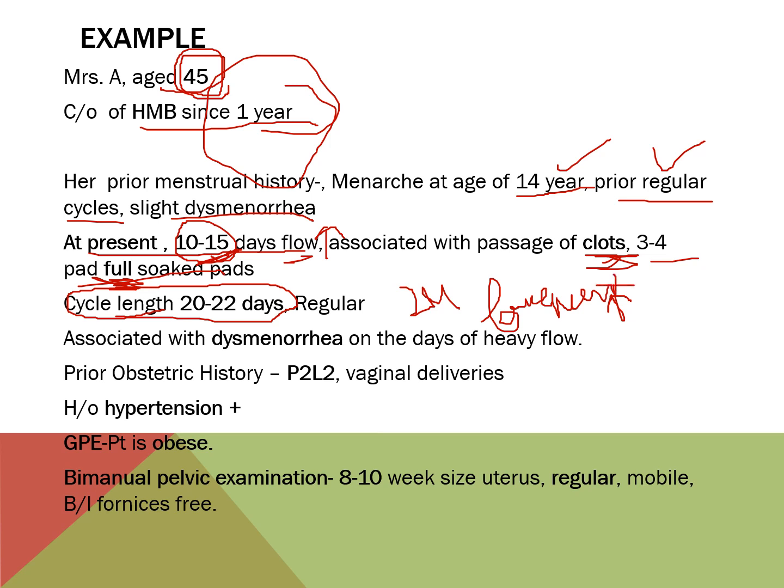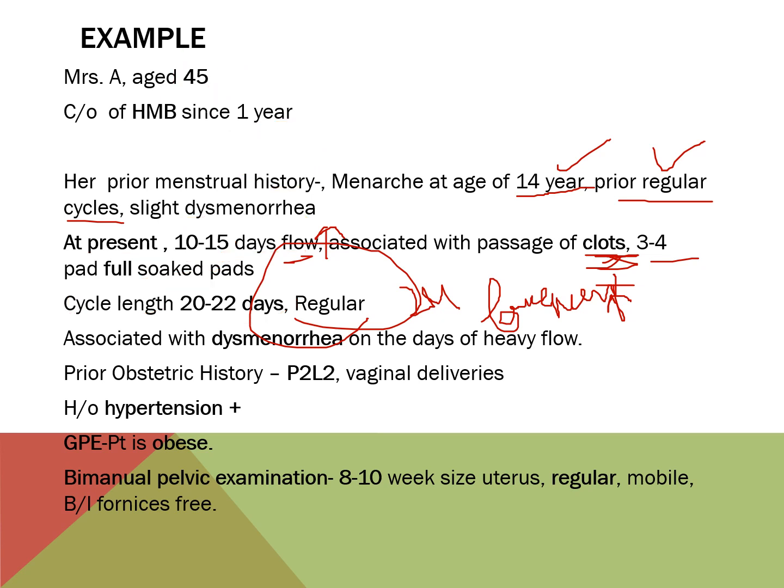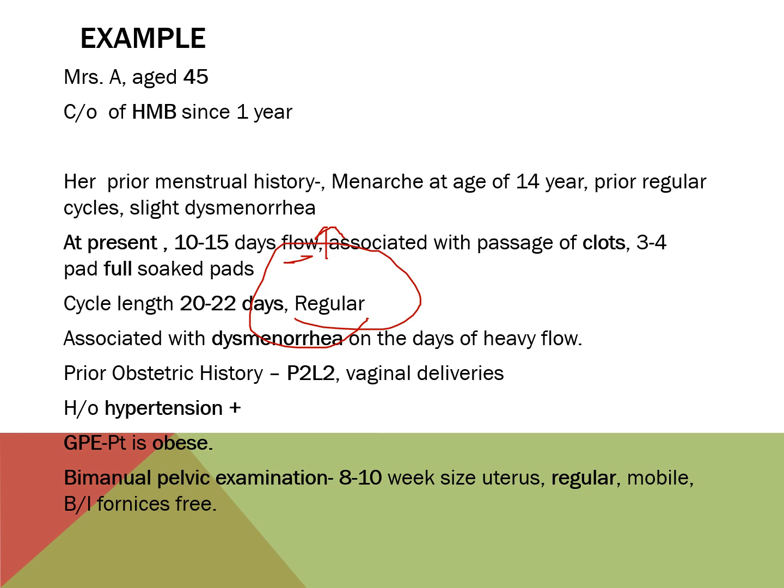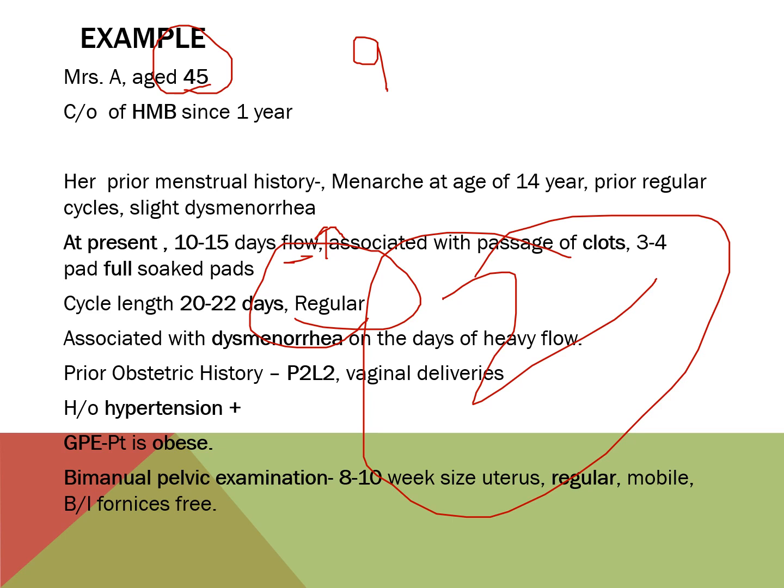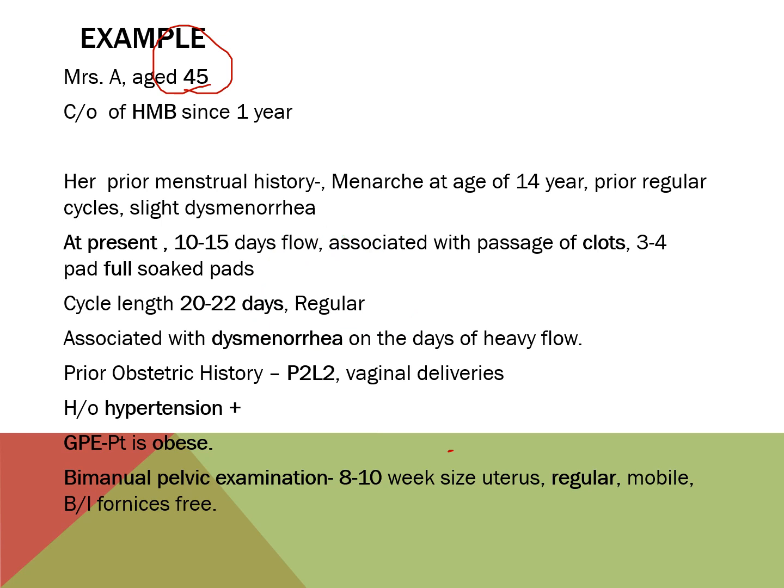And why am I saying the next is regular? See, regular here is determined from the shortest cycle length minus the longest cycle length. So 20 to 22 days means there was a difference of only 2 days. In the case of a 45-year-old, the parameter that we need to consider is 9 days. So here I have a difference of only 2 days. So the cycles were regular, and it is associated with dysmenorrhea on the days of heavy flow.